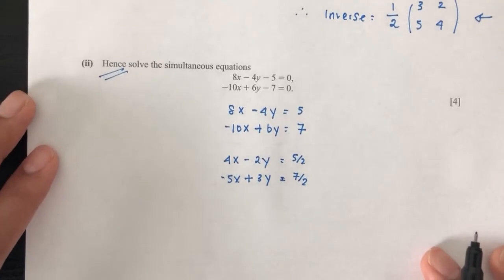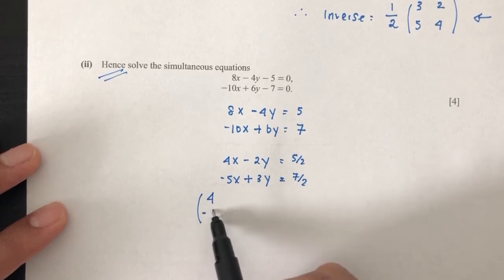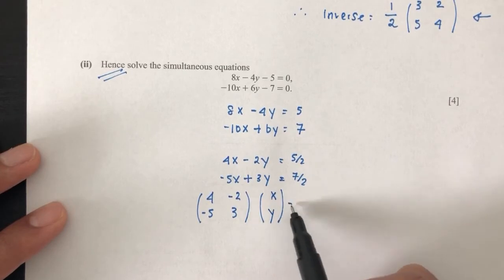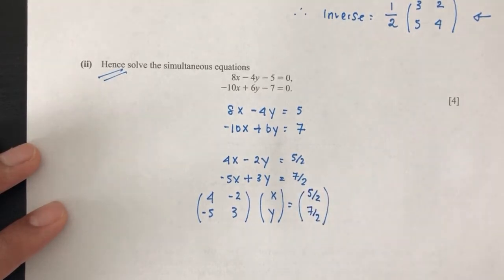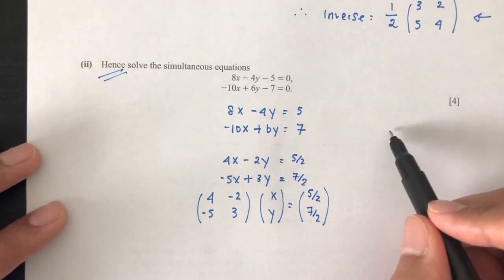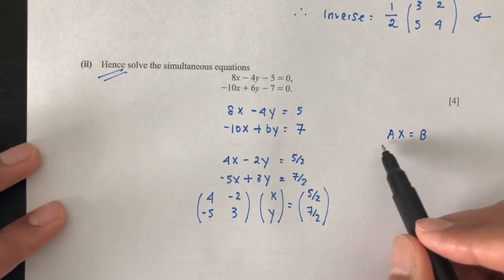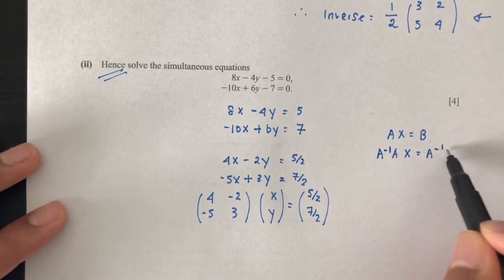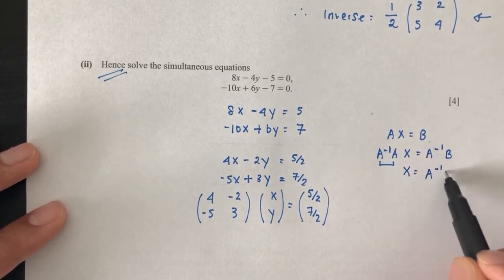So same. So now we can express this as a matrix. So let's do that. That becomes 4, minus 5, minus 2 and 3 times x, y equal to 5 over 2 and 7 over 2. So we have to solve this to find the value of x and y. So I hope you know this. So let's say we have Ax equal to b. So to find the value of x, what do we do? We pre-multiply by the inverse of A, and that will be inverse by b. So this goes away. We have x equal to inverse of this times b.